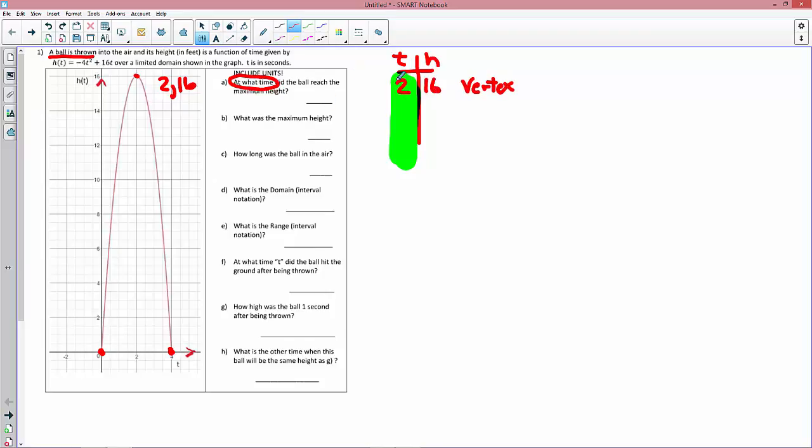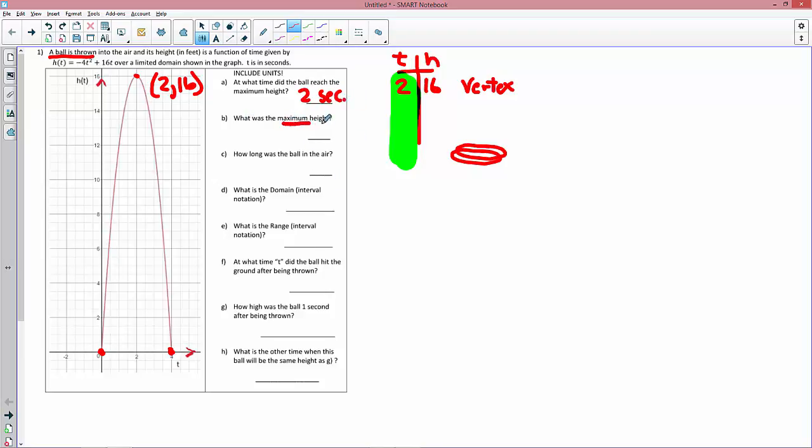So it says at what time? So I'm looking for stuff in the green here. I'm not looking for the maximum height, even though it says the word maximum height, right? It says at what time did the ball reach the maximum height? Well, there it is. This is the t graph, so there it is, right at 2, because this point is 2, 16. That means at time 2, after 2 seconds, the ball has reached a height of 16 feet. So the answer is 2 seconds. Don't forget the units. You can abbreviate, but don't forget units.